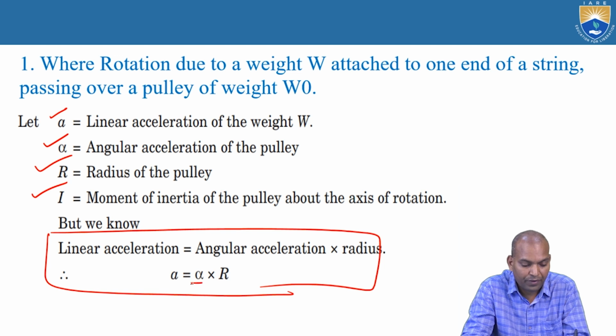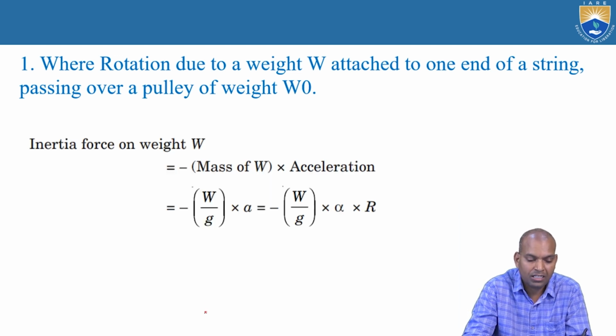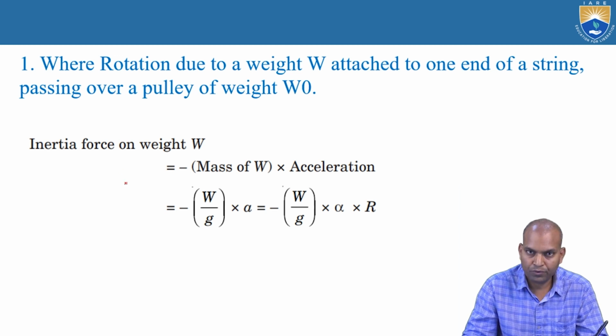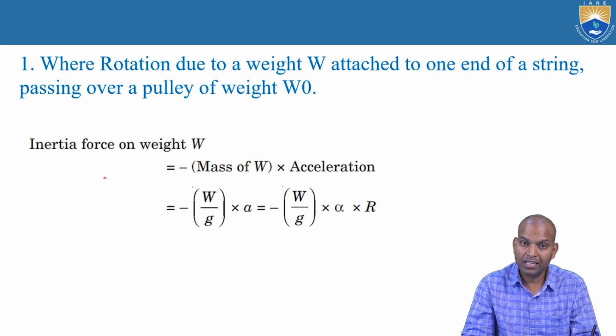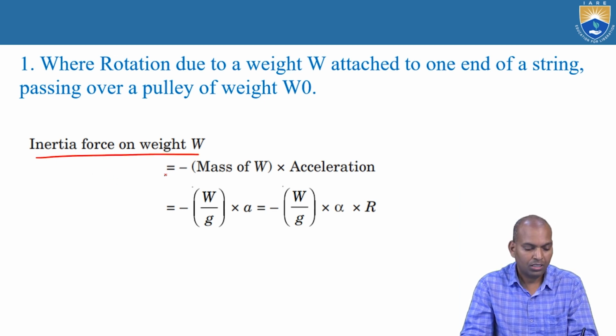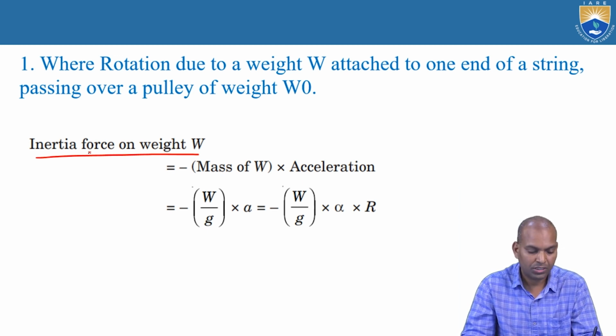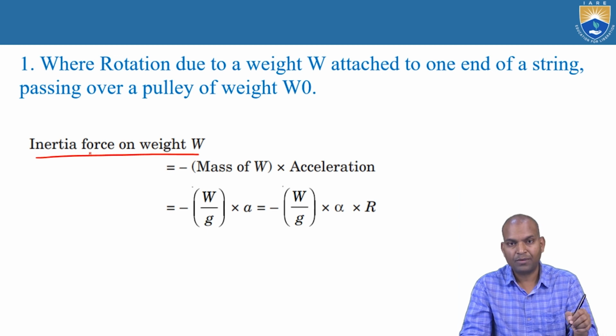Where alpha is the angular acceleration, r is the radius, and a is the linear acceleration. Now the inertia force comes into the picture here, and the torque is taking place. Torque T equal to I alpha. There is another term: the inertia force on the weight W, that is mass times acceleration. Here it is related to inertia force. Inertia force equal to negative ma.